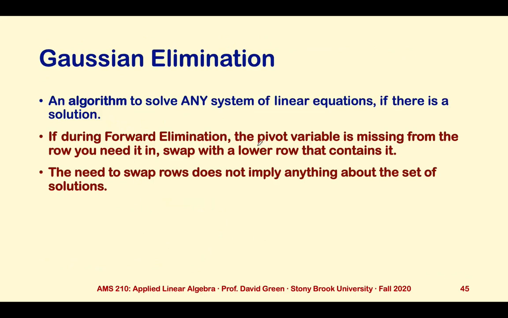If during forward elimination the pivot variable is missing from the row we need, we simply swap it with a lower row that does contain it. The need to swap rows does not tell us anything about the set of solutions. We can have a well-defined solution with row swaps involved. In some cases, we might swap rows and later on discover there's no solution or many solutions or so on.